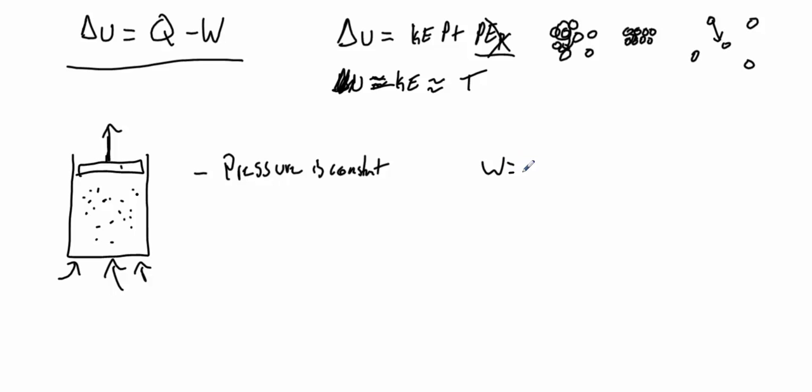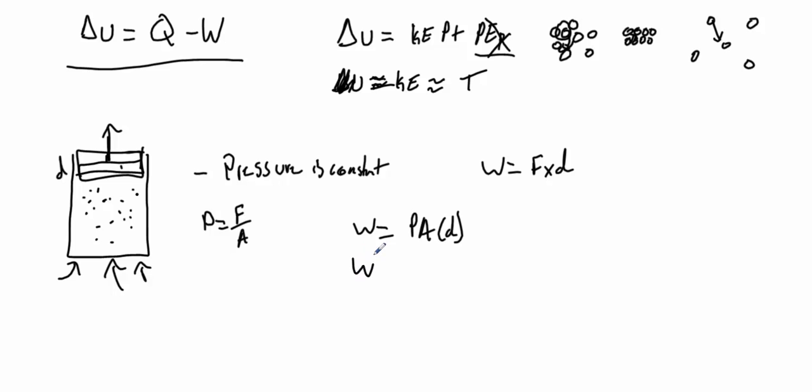Now remember, work is equal to force times distance. How much work does the gas do in moving the piston a distance d? This is actually not so complicated. Since we're holding pressure constant, we know that pressure is equal to force over area. We know that work is equal to force times distance. So in terms of pressure, work is equal to pressure times area times distance. But the distance that it moves times the area is actually the change in volume of this gas. So the work done by the gas is equal to the pressure times the change in volume.